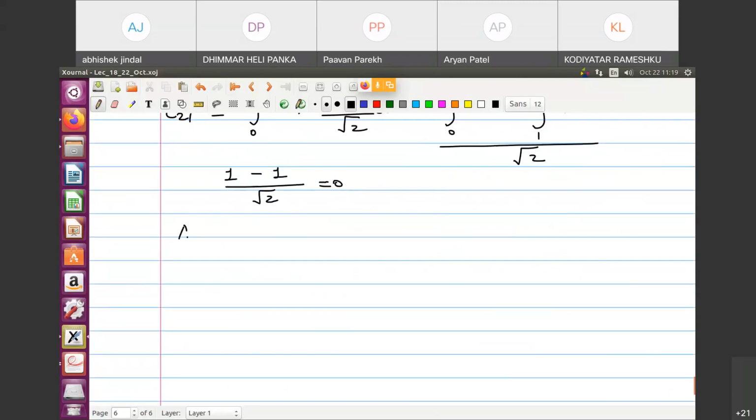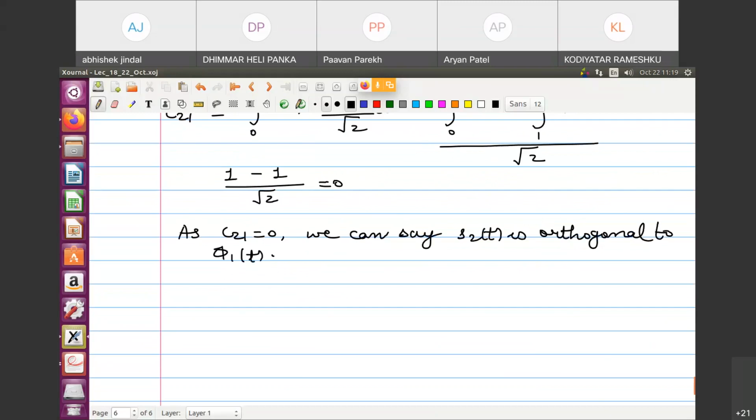This we have seen: as C21 is 0, we can observe and say that S2(t) is orthogonal to phi_1(t). So now the purpose is to simply obtain the energy of S2(t). So phi_2(t) can be defined as S2(t) divided by the root of the energy of S2(t).